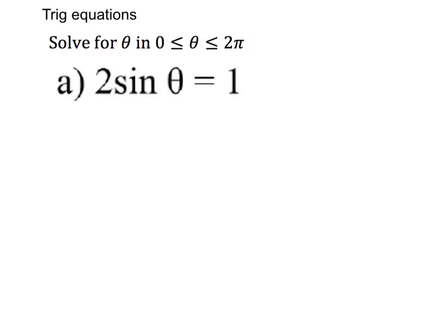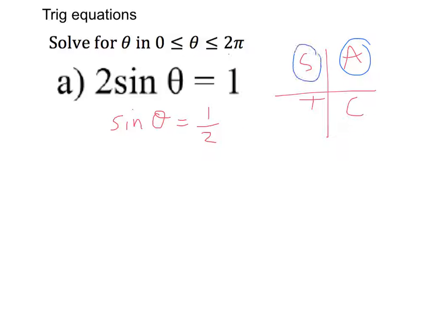Alright, so solving trig equations. The first example here, 2 sine theta equals 1. You need to divide both sides by 2, and then you'll get sine theta equals half. Now our domain is theta is in between 0 and 2 pi. So in which quadrants is sine theta equal to positive half? Now remember, all stations to central, it means we're looking for the first two quadrants.